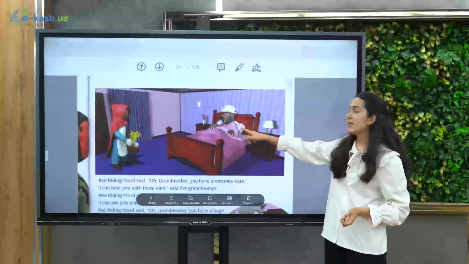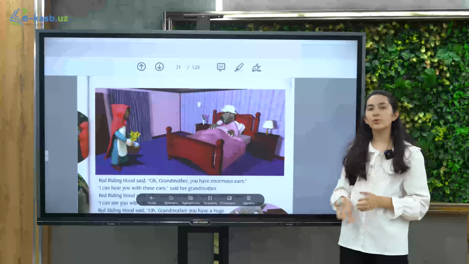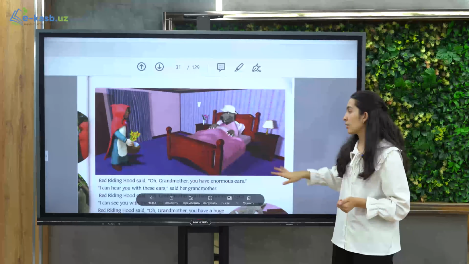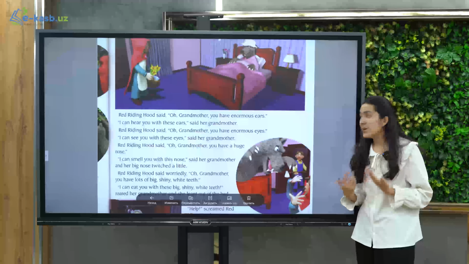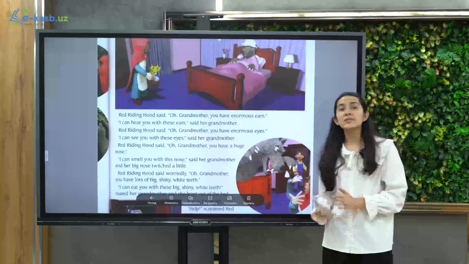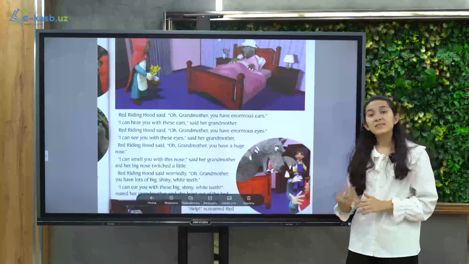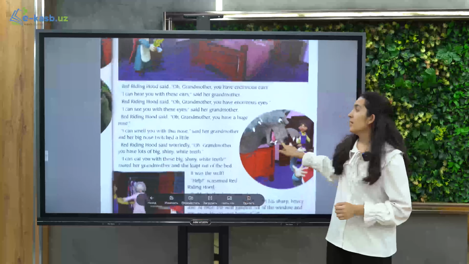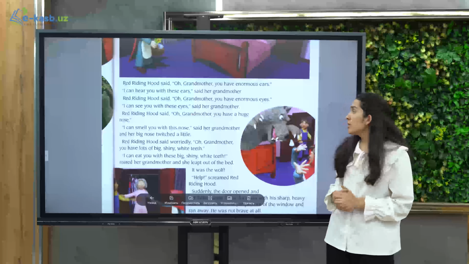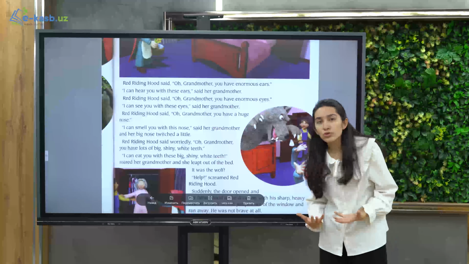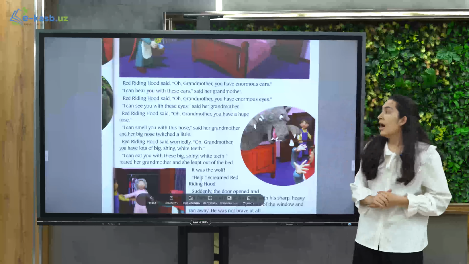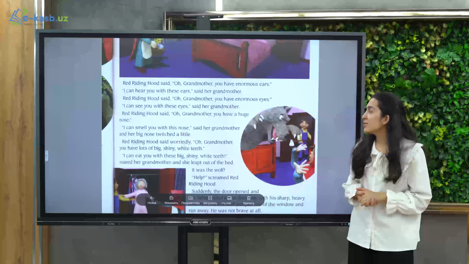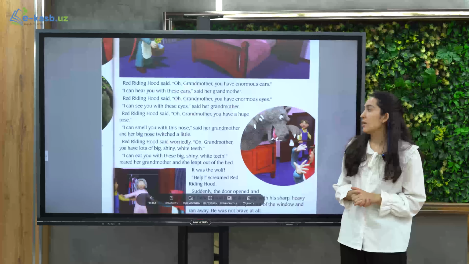But she was a brave girl. Brave means full of bravery or full of courage. The person who is never afraid of something. In Uzbek it means qo'rqmas odamni tasvirlab beradi. And she did not run away. Run away means qochib ketdi.